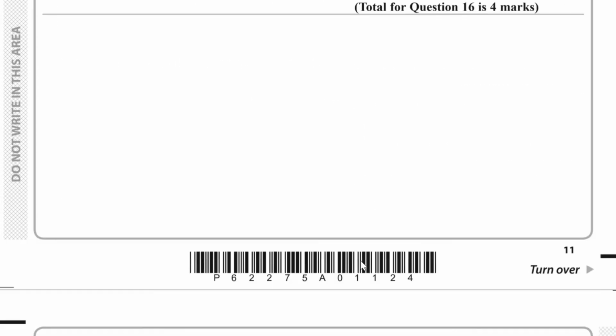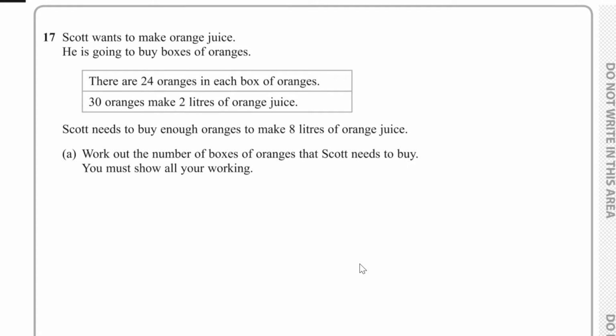Okay, now for question number 17, Scott wants to make orange juice. He is going to buy boxes of oranges, and there are 24 oranges in each box of oranges, and 30 oranges make 2 litres of orange juice. Scott needs to buy enough oranges to make 8 litres of orange juice. We have to work out the number of boxes of oranges that Scott needs to buy. You must show all your working.